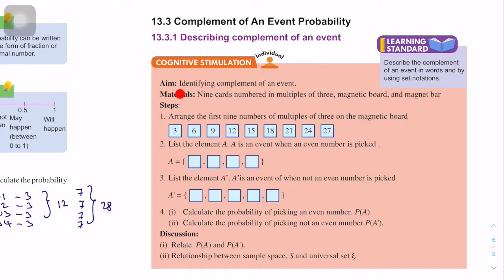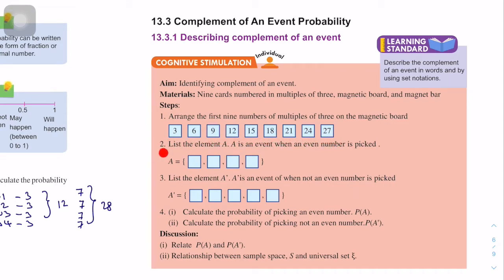The aim for this activity is to identify the complement of an event. Over here you will learn what the complement of an event is. The steps are: first, arrange the first 9 numbers of multiples of 3 on the magnetic board. For example, you have these 9 numbers. These are the multiples of 3.